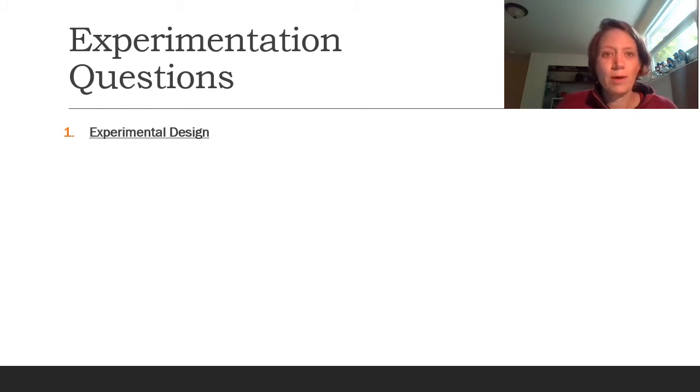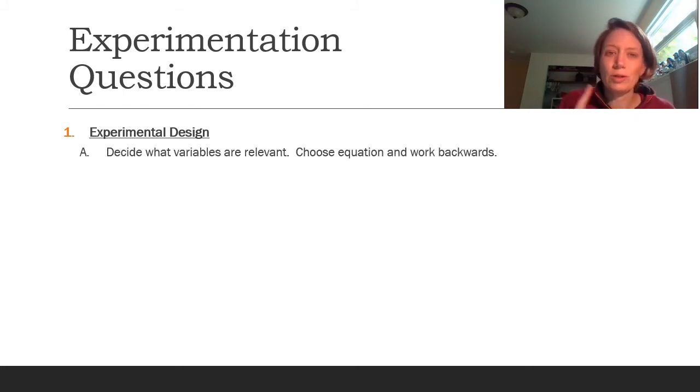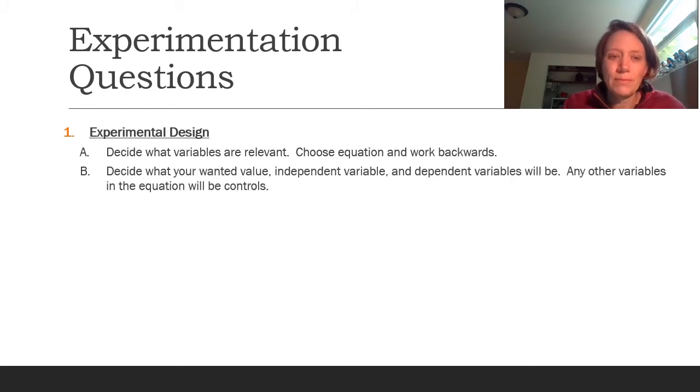So when I'm thinking about the steps behind experimental design, the first thing that I try to do is to decide what are the relevant variables. What are the things that are most important to figure out? And often I'll do this kind of reverse engineering, where I start with what equation I know I need to be using to figure out the value I want, and then I work my way backwards from there.